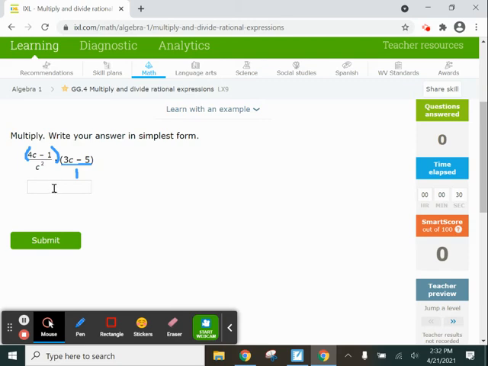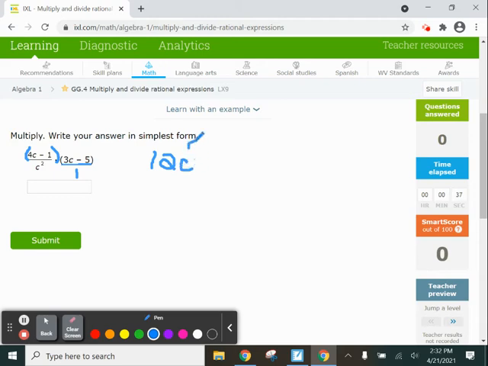So the top of my fraction, 4c times 3c is 12c squared. 4c times negative 5 is negative 20c. Negative 1 times 3c is negative 3c. And negative 1 times negative 5 is positive 5. You will have to simplify, so you have to combine those two regular c terms together.